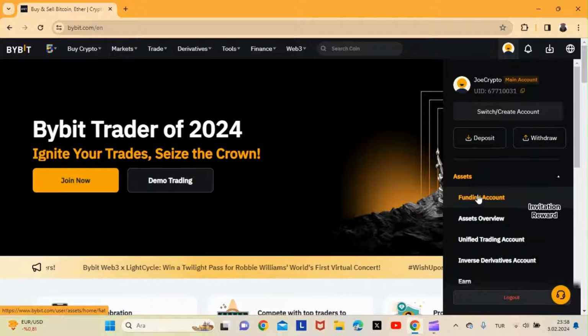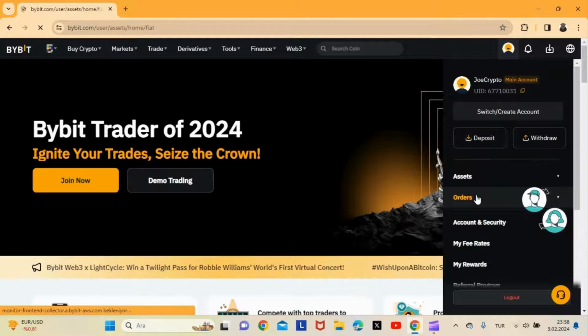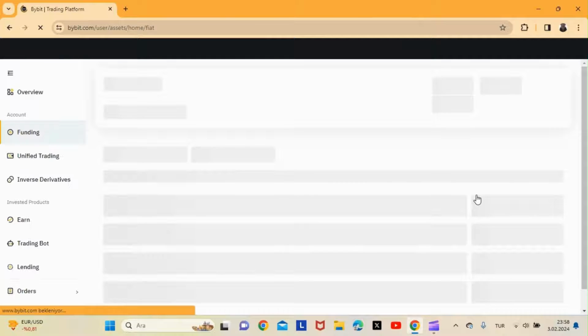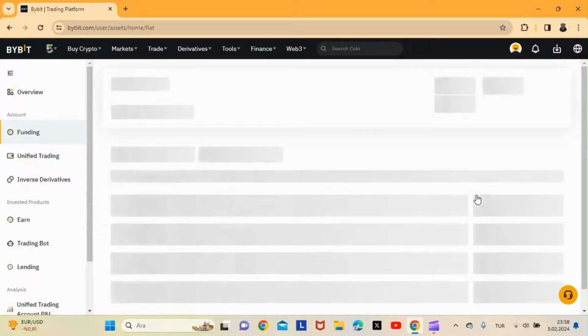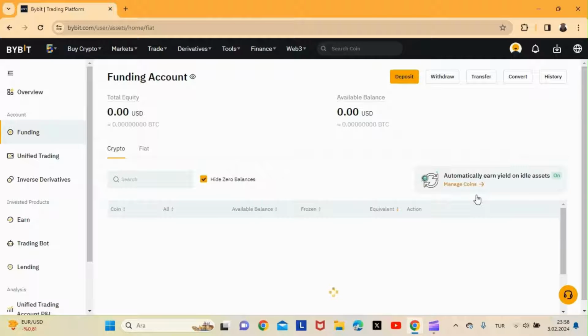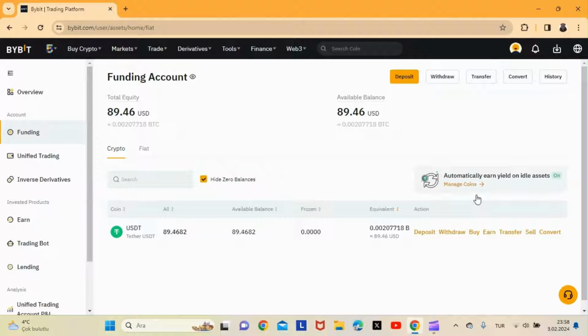So you come to the funding account, tap funding account. It's going to open and take us to our funding account. Whenever you deposit money into the Bybit exchange, it's going to be in your funding account. As you can see here in my funding account, I have $89. If I want to transfer funds, all I need to do is come to transfer.